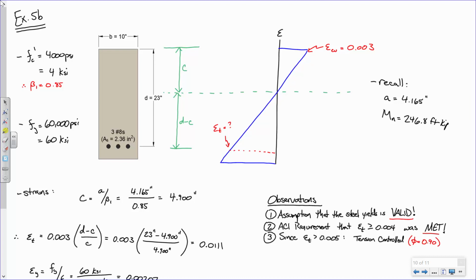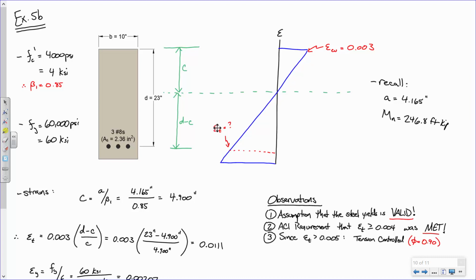Now, a couple of things over here on the left. We know that we have 4 KSI concrete, and after lecture today and looking at beta 1, we realized that for any concrete that has a compressive strength less than or equal to 4 KSI, the beta 1 value is 0.85. Remember, beta 1 relates the depth of the stress block to the depth to the neutral axis. Now, our steel is grade 60, so it's 60 KSI yield strength, and we'll need that to do strain comparisons later on.